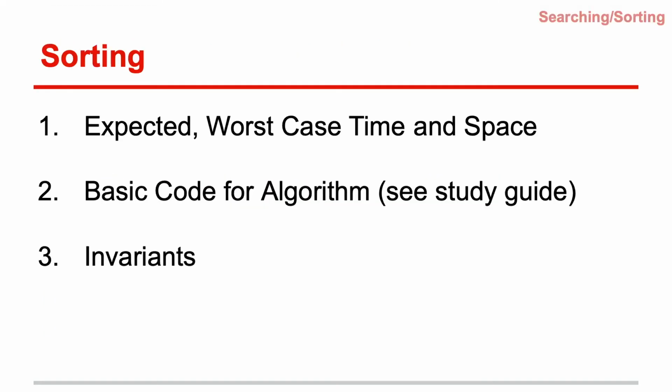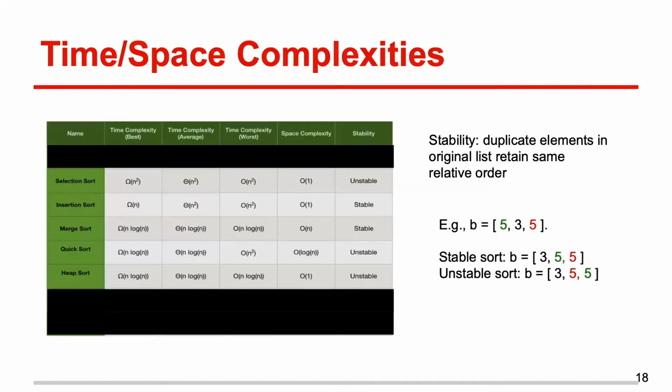For searching and sorting, you should know the best, expected, and worst case time for each of the sorting algorithms, as well as the space complexities. You should know the basic code for the algorithms, which is given to you on the study guide, so you should just refer to that. You should know the invariants for each of these sorts. And this is just a table of the time and space complexities.